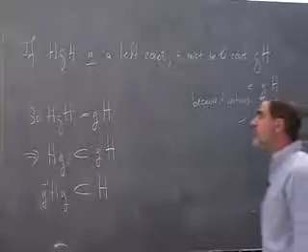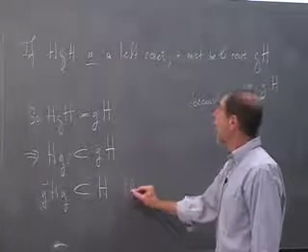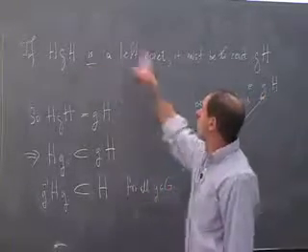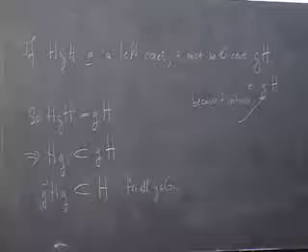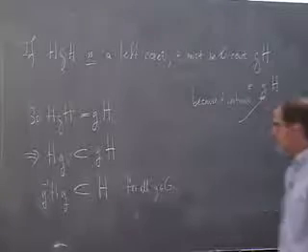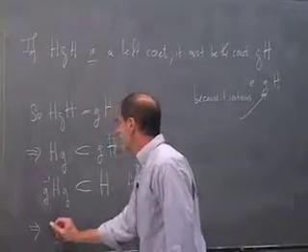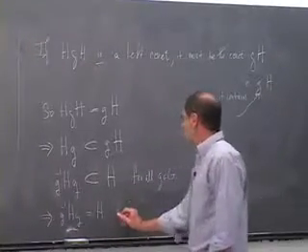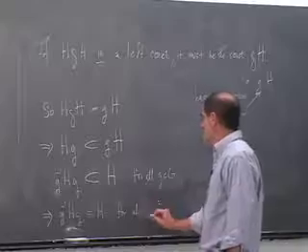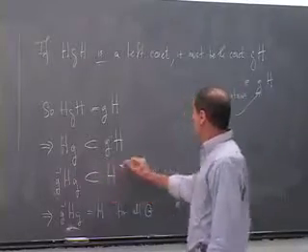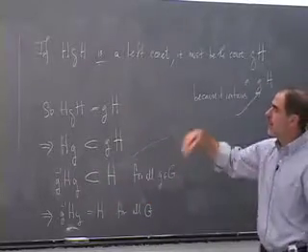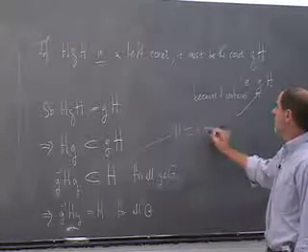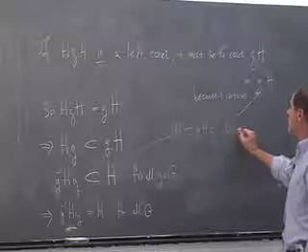Well, that's true for every G, because this is assumed to be a left coset for all G. But that implies, in fact, that G inverse HG is equal to H for all G. Because take this identity and multiply it on the left by G and on the right by G inverse, you get H is contained in GHG inverse for all G.